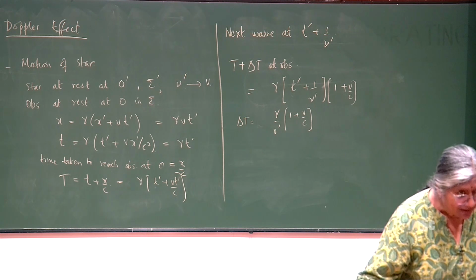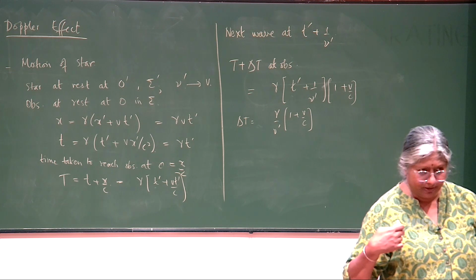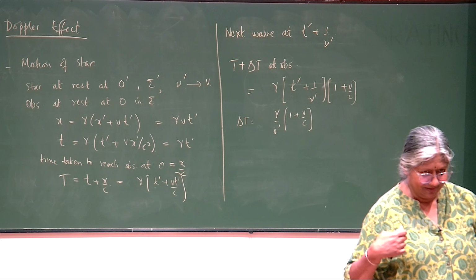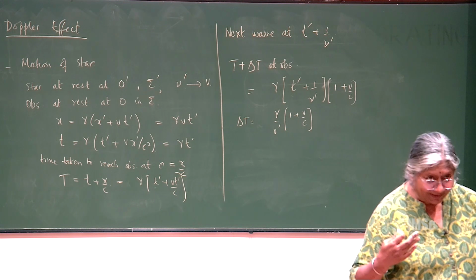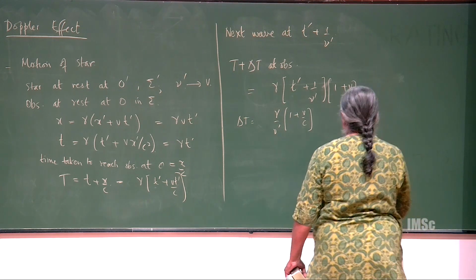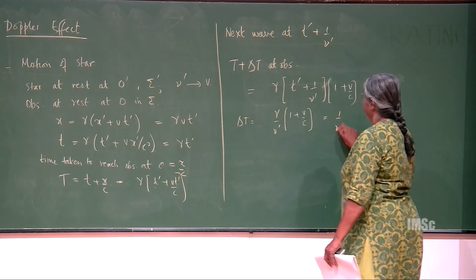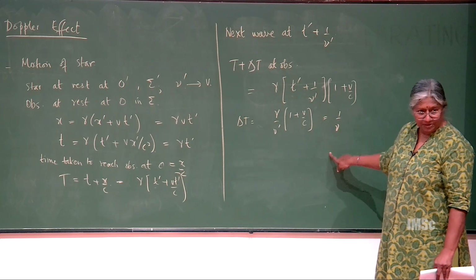When will the next crest hit the observer? In what time? Yeah, 1 by nu, right? Correct. Exactly like the extra time interval here was 1 by nu prime, for the observer it will be 1 by nu.